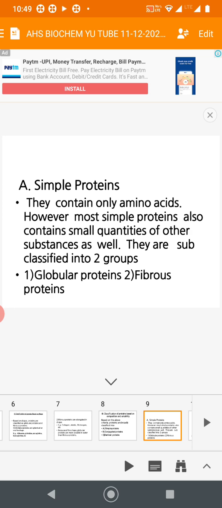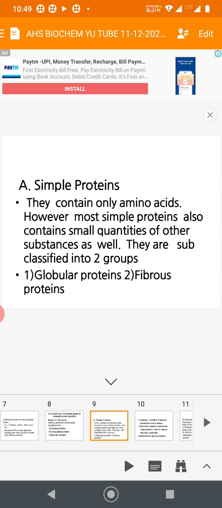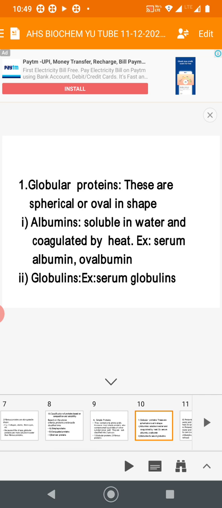Under simple protein, globular and fibrous. So don't confuse: under shape also globular and fibrous is there, and under simple protein also globular and fibrous proteins are included. So globular proteins are spherical, oval. Albumin is soluble in water and coagulated by heat. Examples are egg albumin, ovalbumin, and globulins, serum globulins.